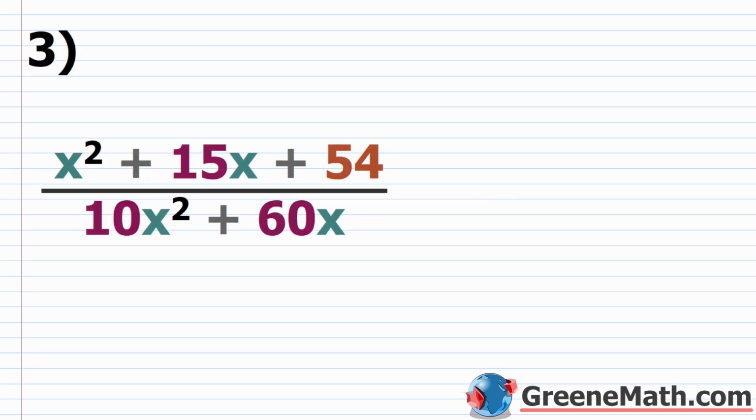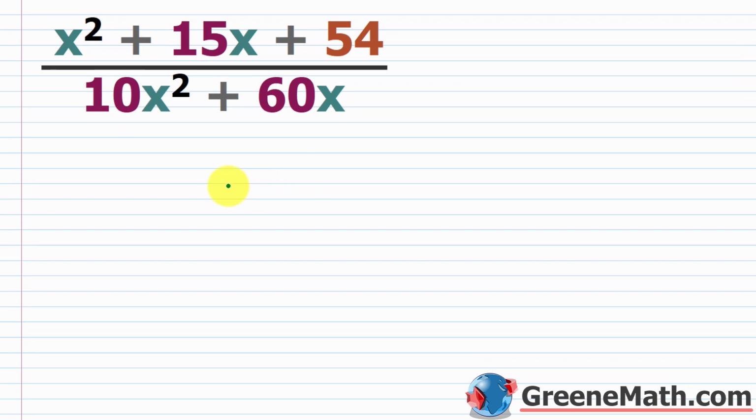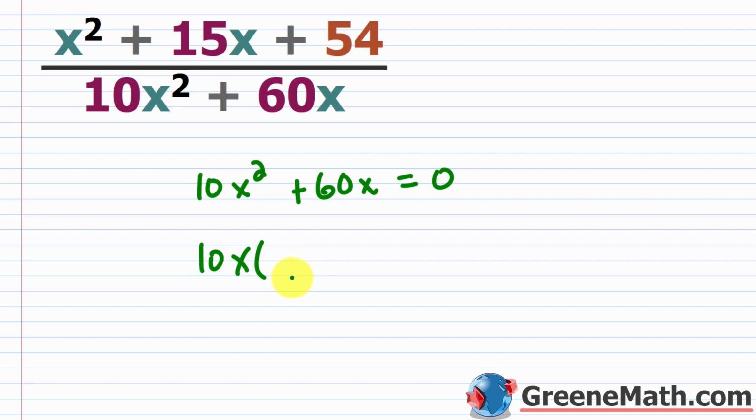All right, let's look at problem number 3. So we have x squared plus 15x plus 54 over 10x squared plus 60x. So again, take the denominator, the 10x squared plus 60x. Let's set that equal to 0. And I'm just going to pull out a 10x, and that's going to give me inside x plus 6. I'm going to set this equal to 0.